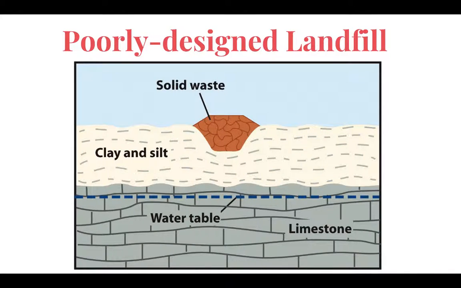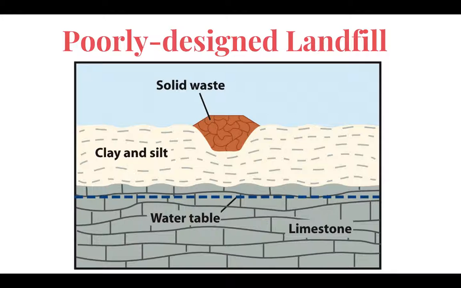So here's an example of a poorly designed landfill. This is what you don't want to do. You can see down below is the water table, and that's in a type of rock called limestone. And basically what they did is they just dug a big pit in the ground in the clay and silt up there, and then they dumped all the solid waste in it.